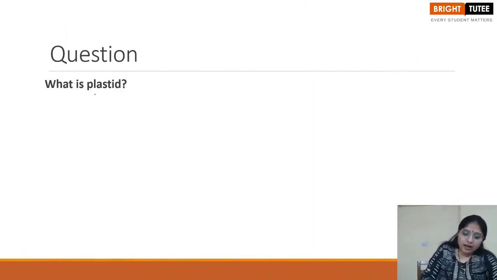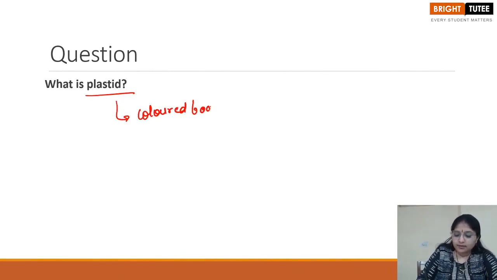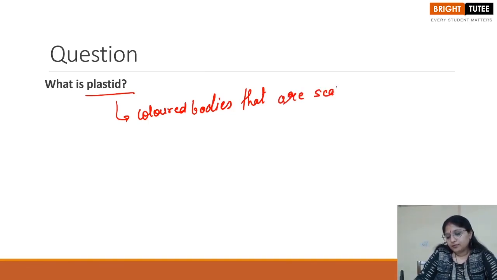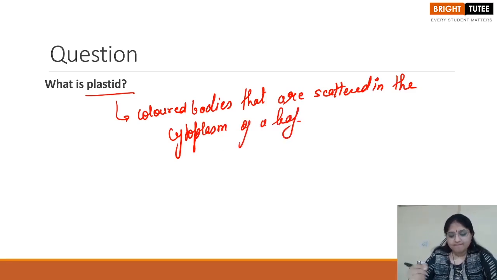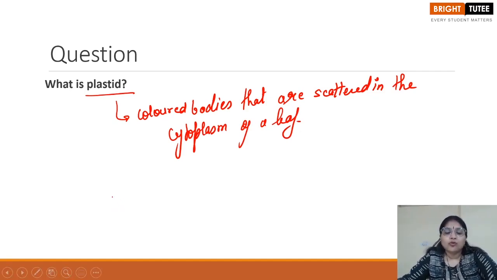What is a plastid? So plastids are the colored bodies that are scattered in the cytoplasm of a leaf, right? These colored bodies are of three types: leucoplast, chromoplast, and chloroplast. And within the chloroplast, there is the green color pigment called chlorophyll. Right? So this is something which is present only in the plant cells.